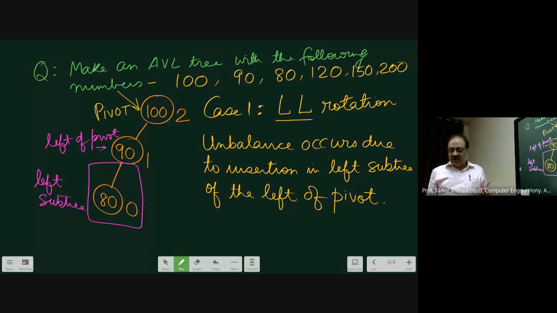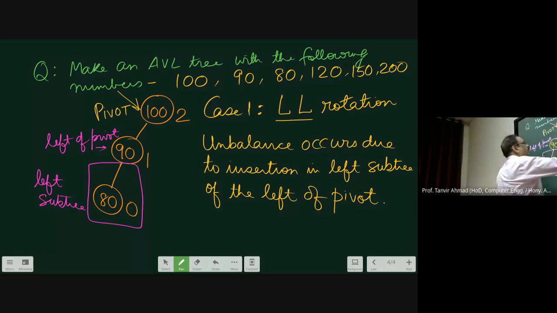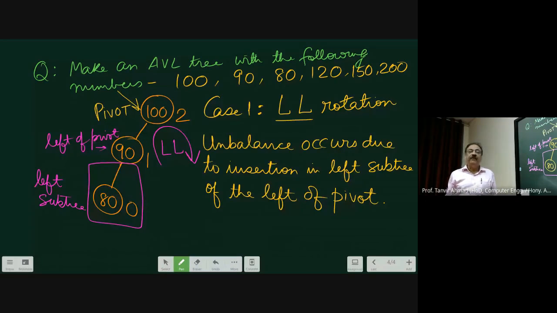Once you have this type of thing, you apply an LL rotation. In LL rotation, from this part, you perform a clockwise rotation. A clockwise rotation is from the pivot. That means you take the pivot and perform a clockwise rotation. When you perform a clockwise rotation, this tree will now translate to like this.